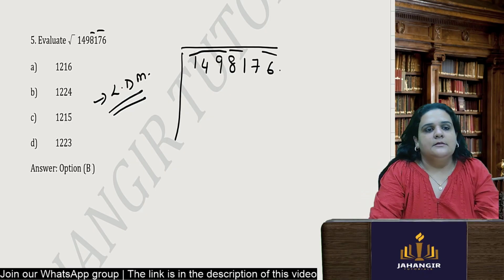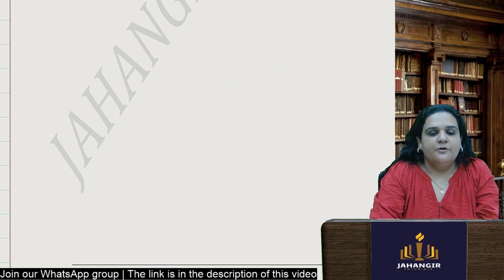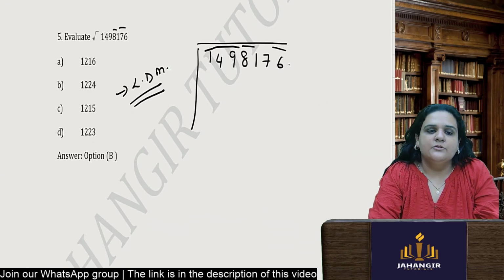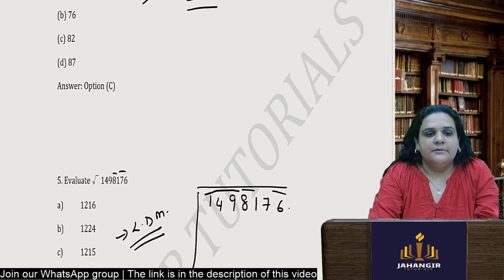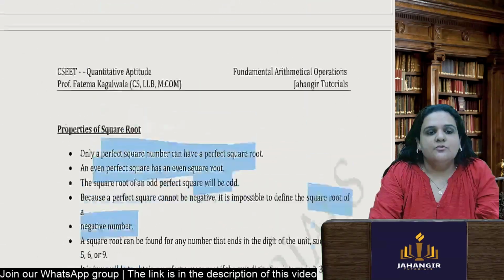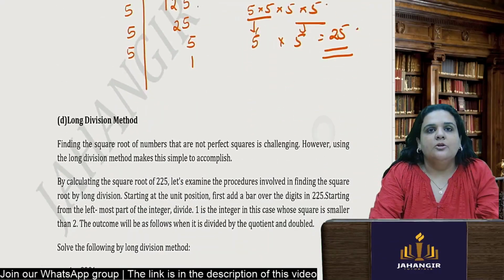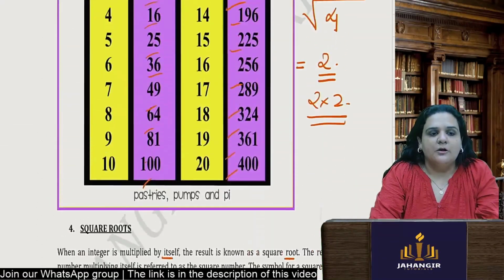Okay, so these are the sums for square root. There is no cube root for you all, there is only square root in the syllabus. Okay, so there are 2 methods which you all have to focus on: one is prime factorization and the other is the long division method. Both I have solved with you all.